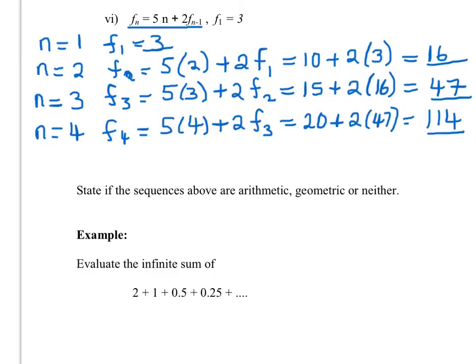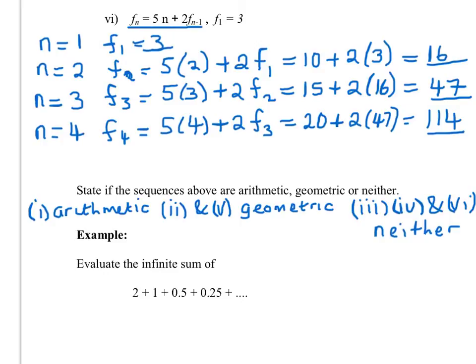Now, the next part asks us, state if the sequences above are arithmetic, geometric, or neither. I would like you to try this yourself. Print out the Word file that is attached beneath this video and answer this question for parts 1 to 6. The solution is: part 1 is an arithmetic sequence. Parts 2 and 5 are geometric sequences. And then the other 3 parts, parts 3, 4 and 6, are neither arithmetic nor geometric.